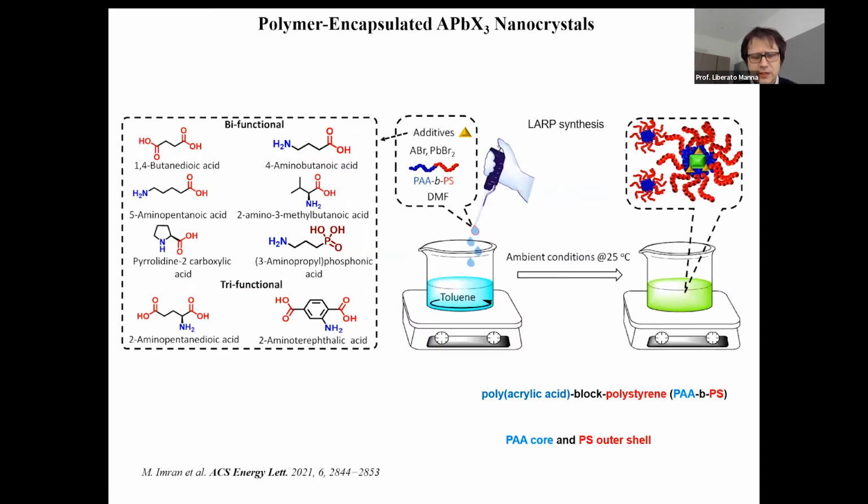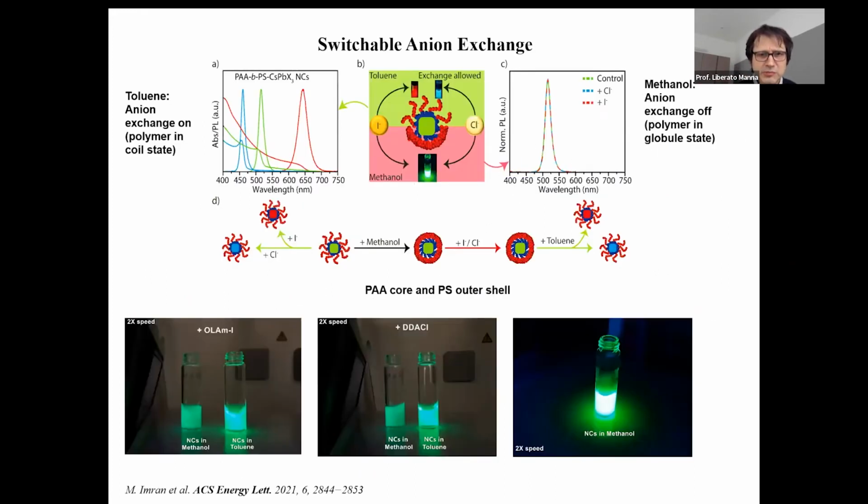We recently made some improvements in this kind of synthesis of color selective and stable nanocrystals by employing a block copolymer together with some small molecules which improve the compatibility between the nanocrystals and the polymer. So this is a standard LARP synthesis modified with our chemicals. And what happens is that these nanocrystals are encapsulated in a sort of polymer micelle which can turn from the coiled to the globule state depending on the conditions of the solvent.